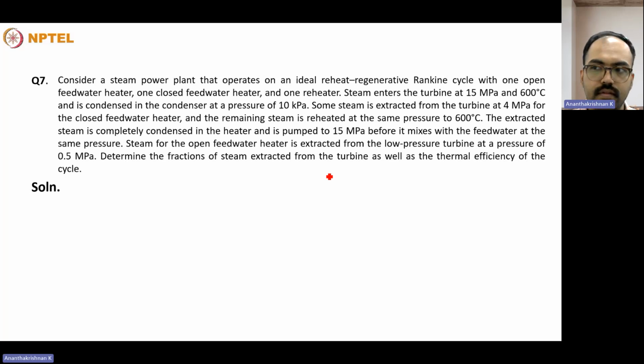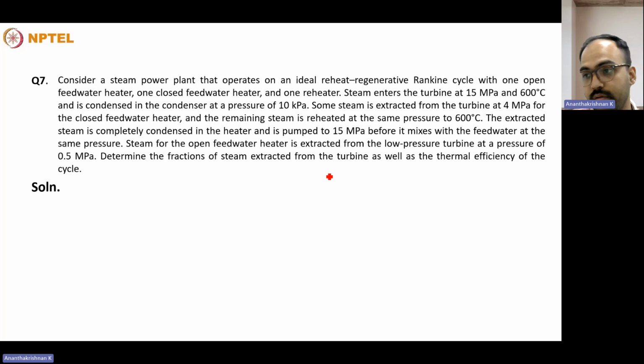So this is actually a method using a closed feed water heater before an open feed water heater to improve the efficiency of the cycle. So what we are trying to do is minimize the total amount of heat input. We are trying to reduce it as much as we could.